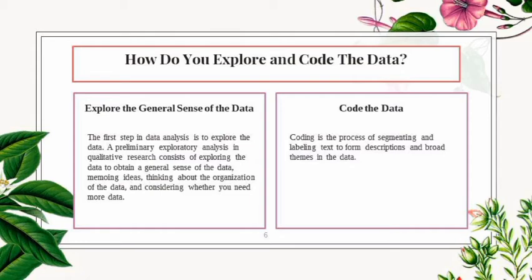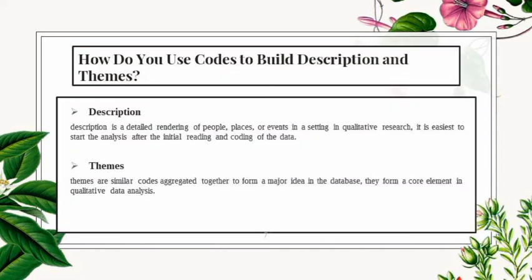The first step in the data analysis is to explore the data. A preliminary exploratory analysis in qualitative research consists of exploring the data to obtain a general sense of the data, memoing ideas, thinking about the organization of the data, and considering whether you need more data. Code the data. Coding is the process of segmenting and labeling text to form descriptions and broad themes in the data.